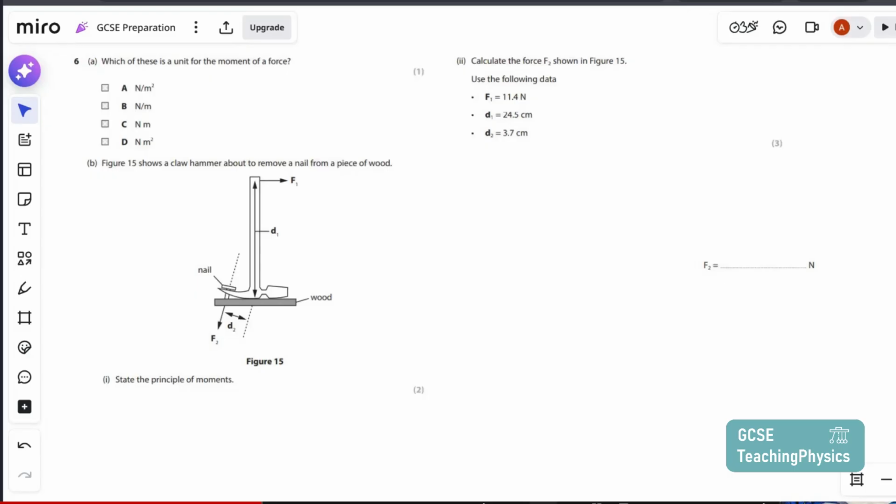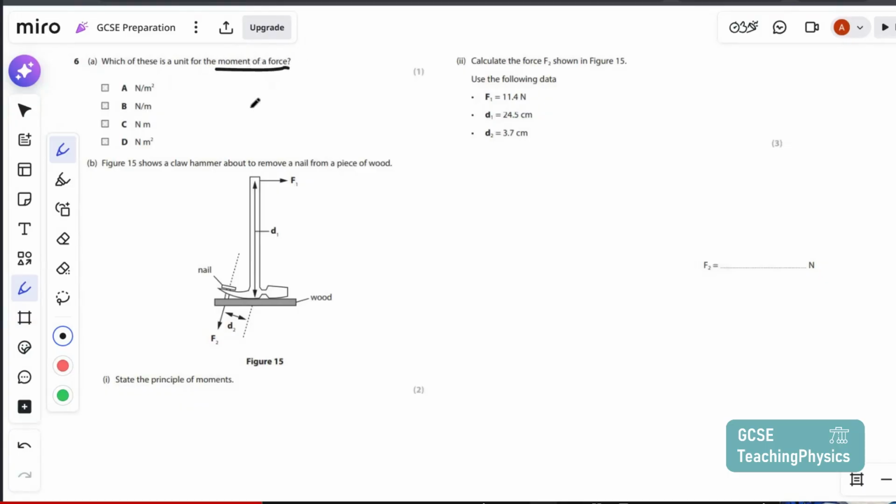So as you can see, this task is about a moment of a force. Actually, when we talk about a lever, it is a mechanism that uses a moment of a force, and it is based on those characteristics. So the first question to you is to find which of these is a unit for the moment of a force.